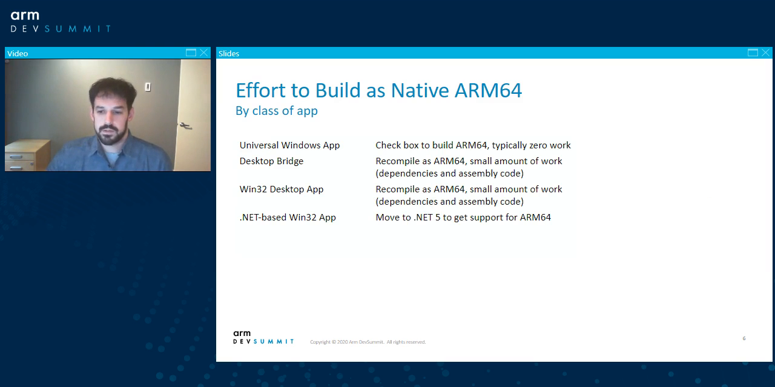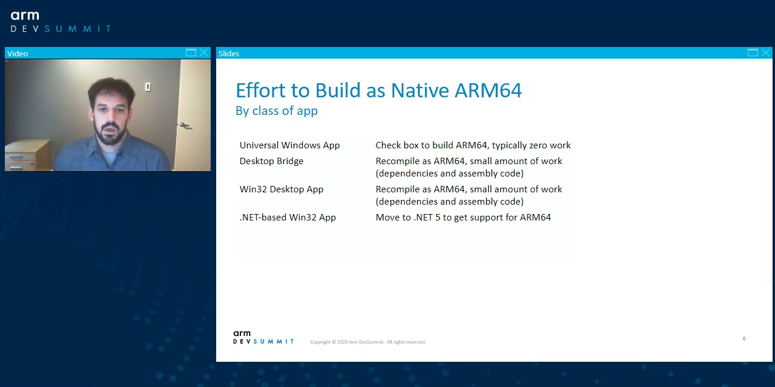With that in mind, here's a summary of the effort that you would need to build each class of app as ARM64, keeping in mind the previous slide. So for universal Windows apps, those are frequently a checkbox away from building as ARM64. Frequently it is zero work, and I know that sounds like hyperbole, but we've seen it happen. You hit the checkbox for ARM64, you hit build, and you have an ARM64 app.